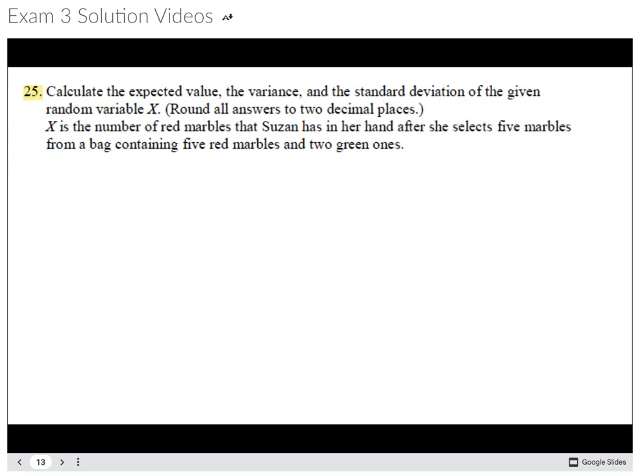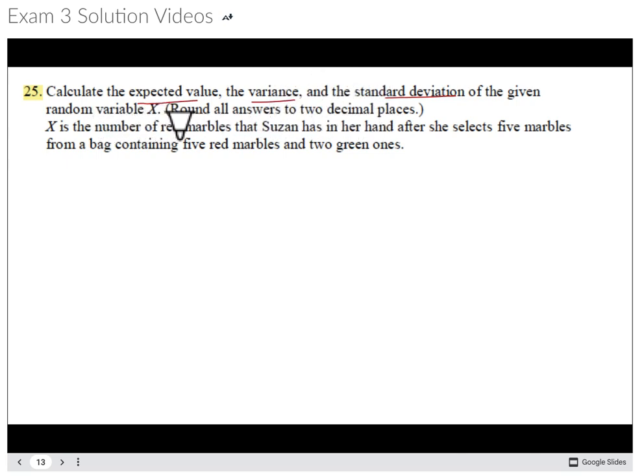This one we put a couple different concepts together. We're being asked to calculate the expected value. And then, of course, you've got to do that first before you can calculate the variance. And then once you get the variance, you can get the standard deviation by taking its square root.